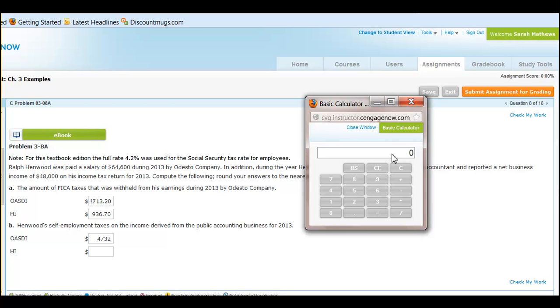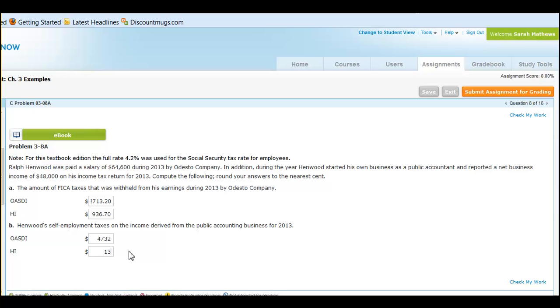But what we have to remember is that he's paying the employee and the employer portion. Okay, so at 1.45% for the employee plus 1.45% for the employer, he's going to be paying a total of 2.9%. So we're going to take his earnings of $48,000, since we've already calculated it for the $64,600, times 2.9%, so times 0.029, and we're going to have $1,392 that he also has to pay for his Medicare tax for his business as a public accountant.